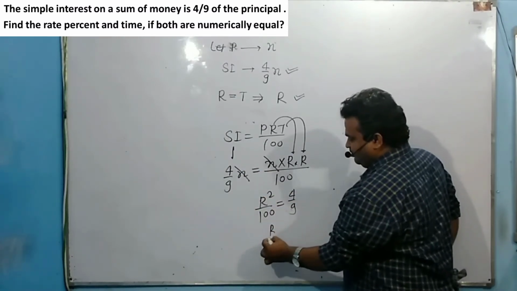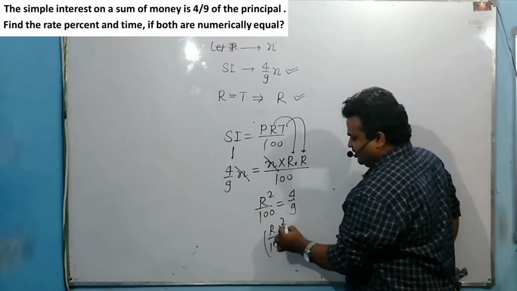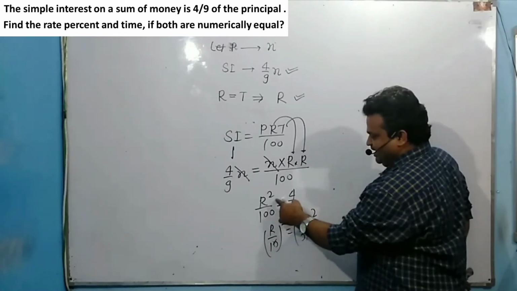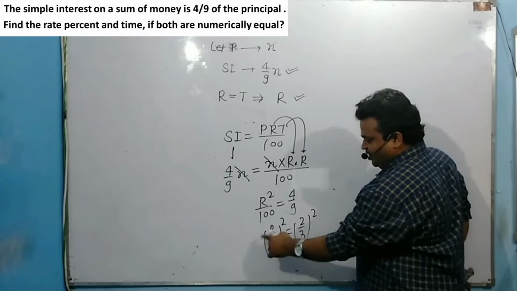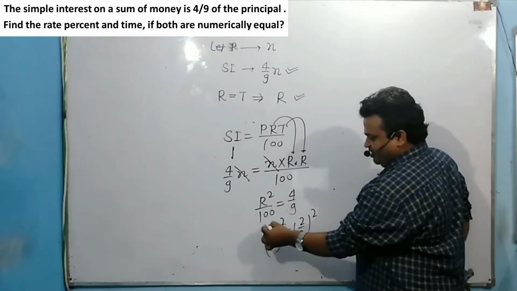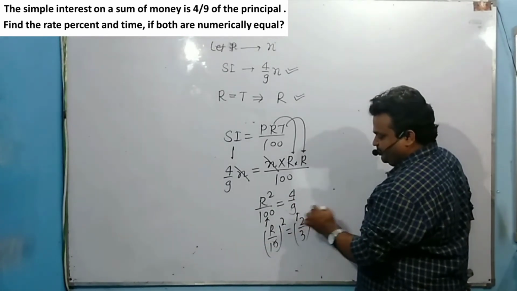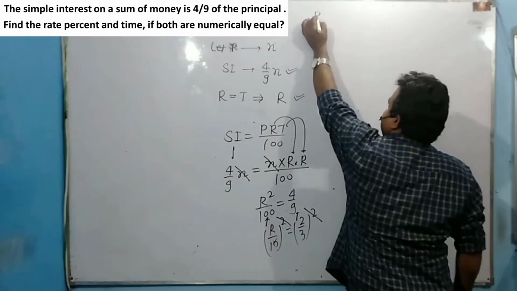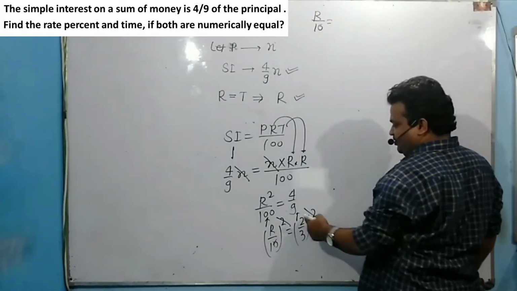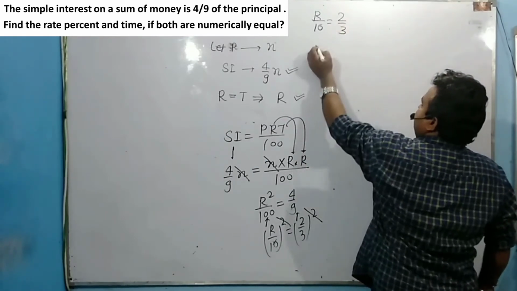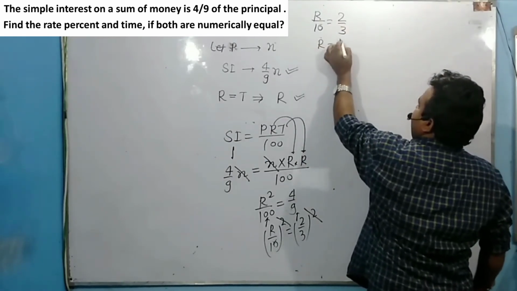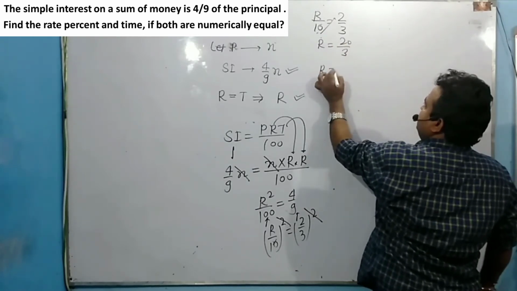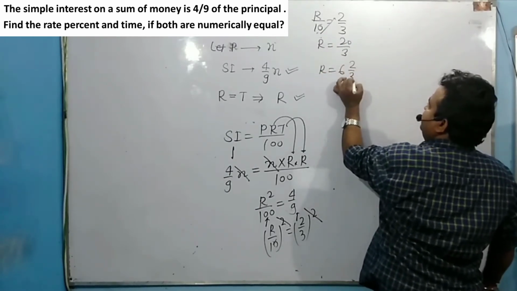So R by 10, used by power method, and this is 2 by 3 whole square. I can rewrite this equation like R by 10 whole square, you will get this previous value, and 2 by 3 whole square, you will get the previous value. So I can write like this: 2 and 2 gone. So what is R by 10? R by 10 is 2 by 3. So this R value is how? Cross multiply. So this is 20 divided by 3. So R is 6 2 by 3%.